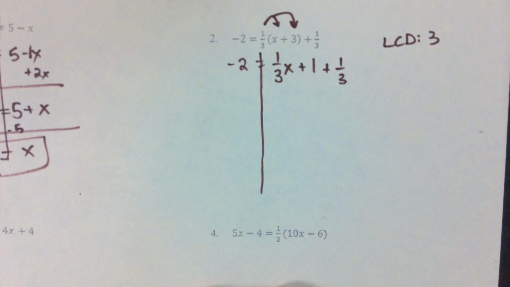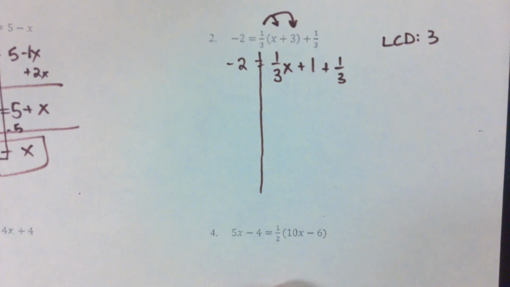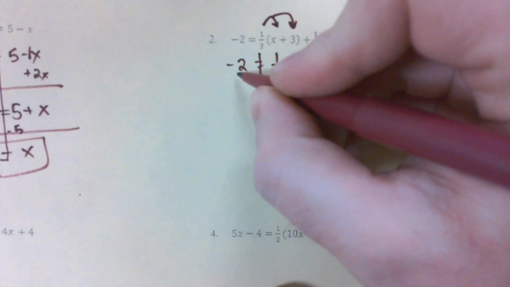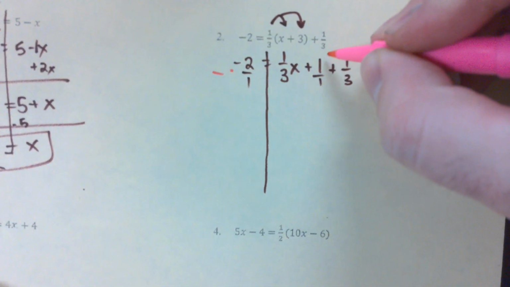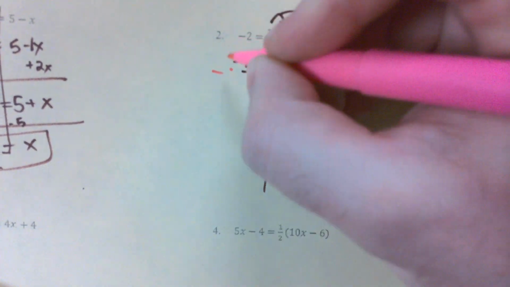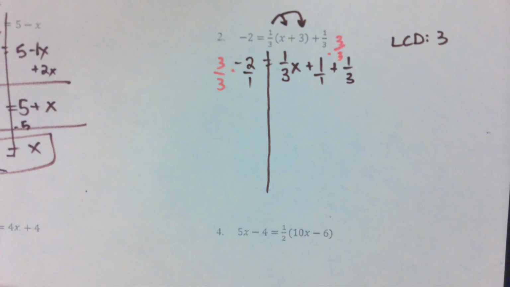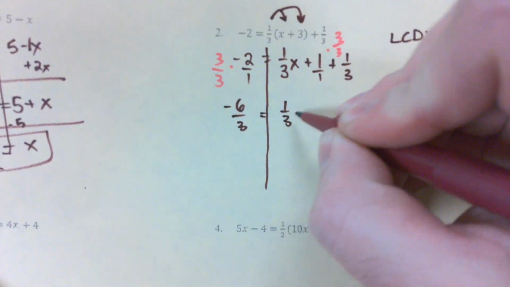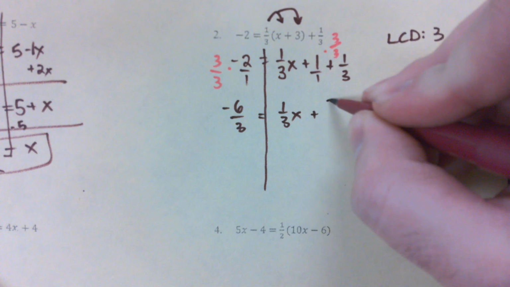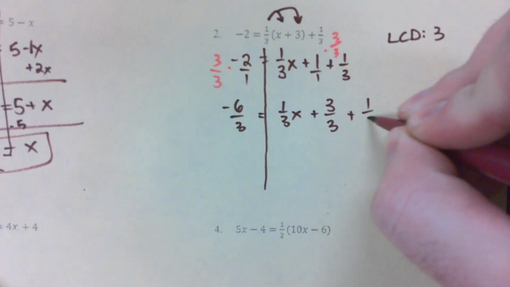Now, negative 2 and positive 1, both those terms don't have a denominator. What can we write in as a denominator for those terms? 1, right? We just put them both over 1. So we're going to have to multiply those terms by something that'll give us a 3 on the bottom. And because they are both over 1, they're both going to get multiplied by 3/3, giving us negative 6/3 equals 1/3x plus 3/3 plus 1/3.